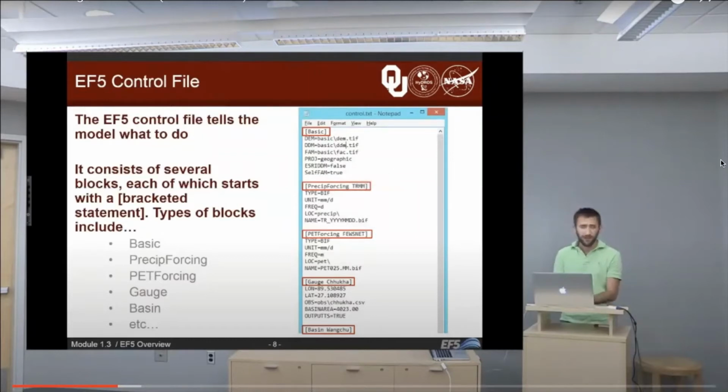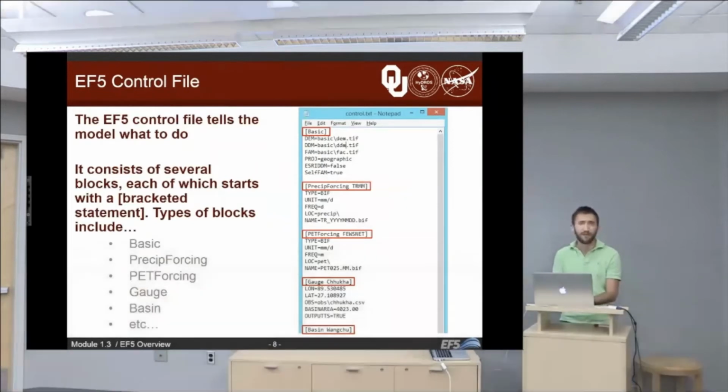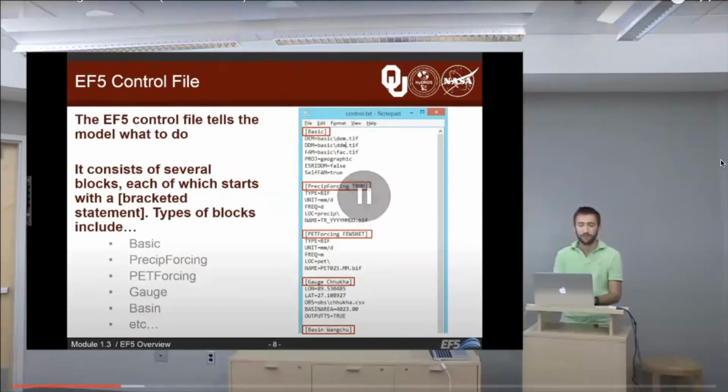And each one of those little areas outlined in red boxes, that represents a separate model block. And so then each block contains information within it that's all relevant to that particular piece of the model.